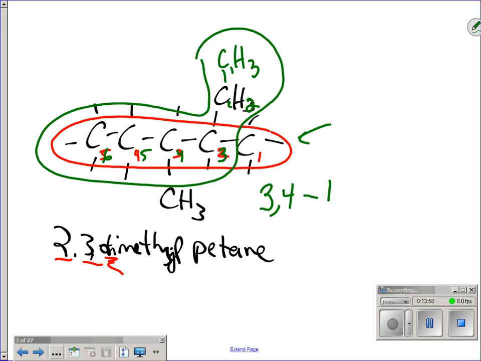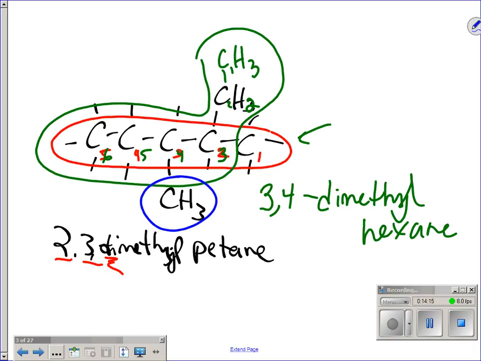Di, right? Dimethyl hexane. Right? So basically, I wanted you guys to count from 1, 2, 3, 4, 5, 6, but you could have done 1, 2, 3, because that would have been the methyl on the 3, and this would have been the methyl on the 4. It would not have mattered.